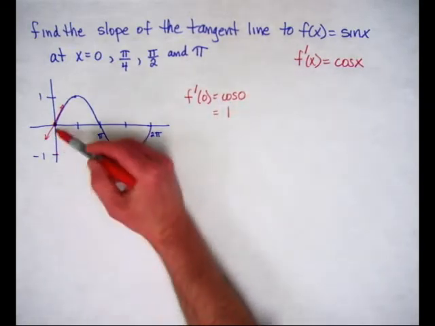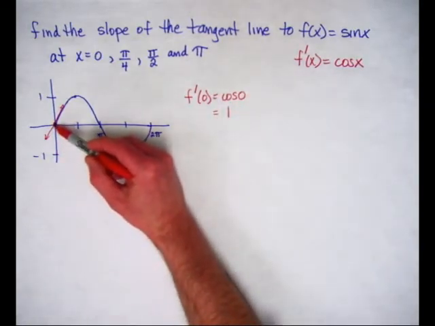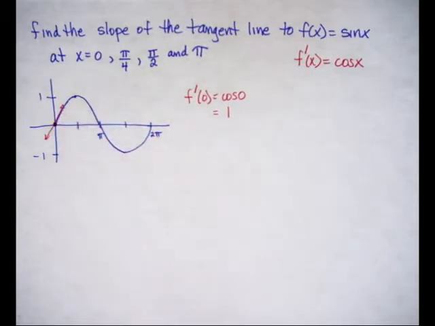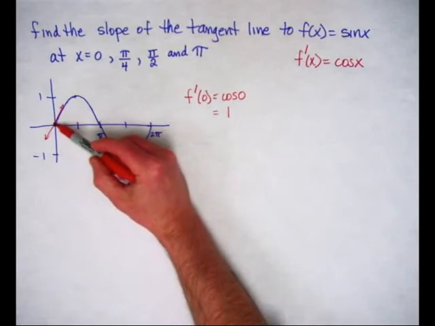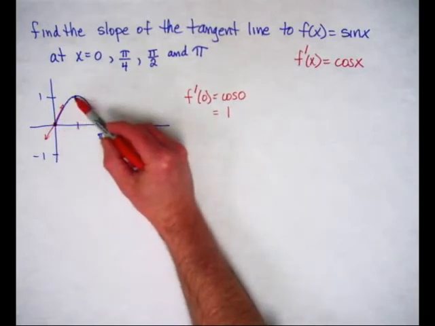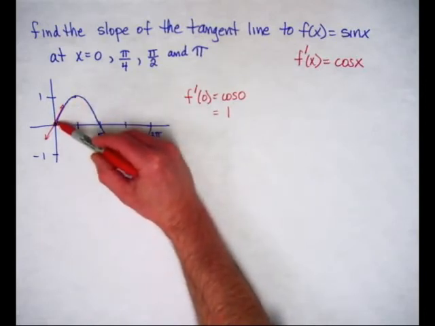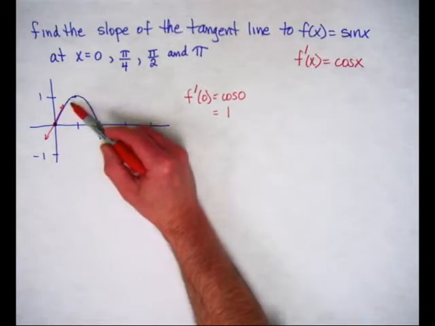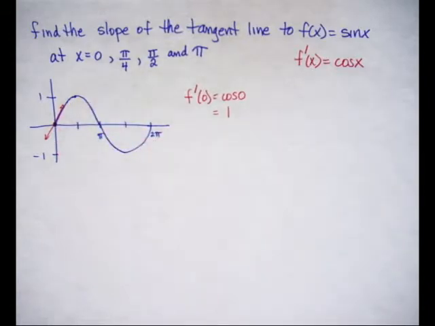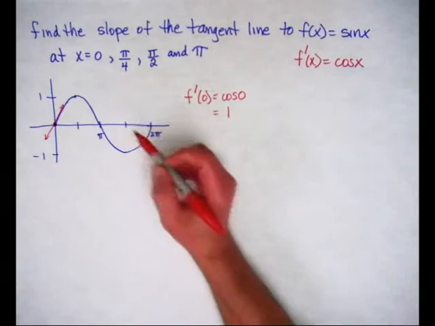The cos of 0 has a value of 1. So if you were to draw a tangent to a sine wave right at the origin, this line right here would have a slope of 1 unit. Now notice that as the graph goes from 0 to pi over 2, the graph is getting shallower. So we would expect that the slopes would be smaller than 1. So the next one I've asked is pi over 4.